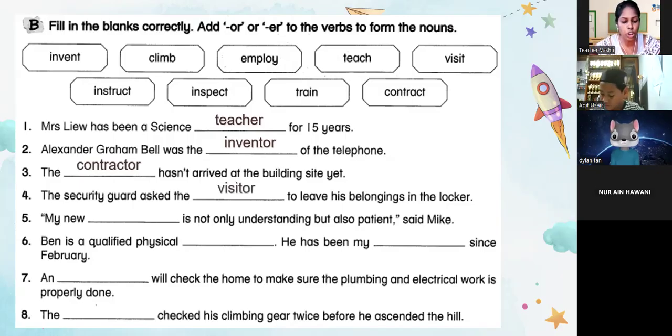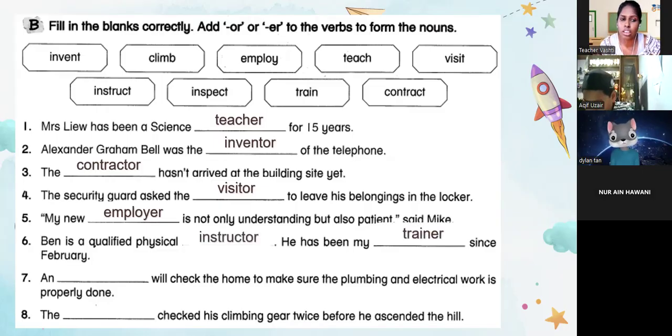Number 5, my new instructor. Are you sure? Trainer. My new employer. Employer is the person who takes you in for the job. Okay, your boss. Next one. Ben is a qualified physical trainer. We call them instructor, physical instructor. He has been my trainer since February.